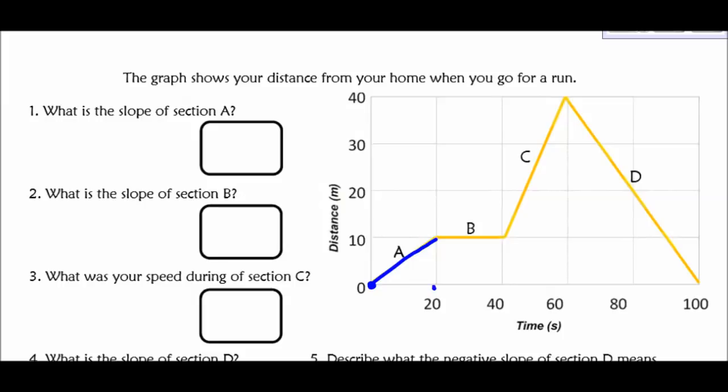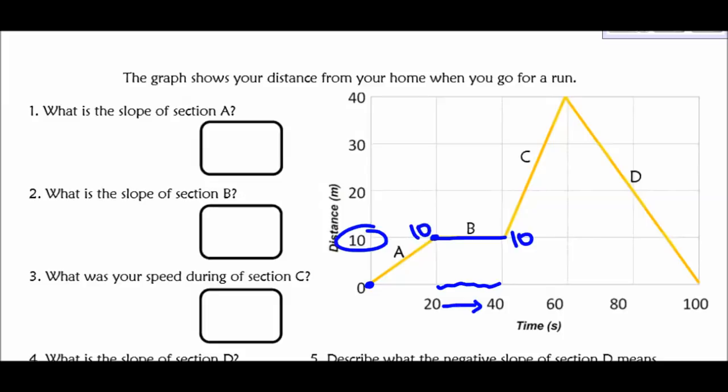Okay, that's what this point is showing. After 20 seconds, I'm 10 meters from home. In this next section, my distance doesn't change. This whole time, I'm still at 10 meters from home, but time is still passing. So the time goes from 20 to 40, but my distance doesn't change. That means I'm staying exactly still. I'm not moving at that time. The distance is still 10 at both of those endpoints while the time is passing. I'm just standing directly still at 10 meters away from my home.